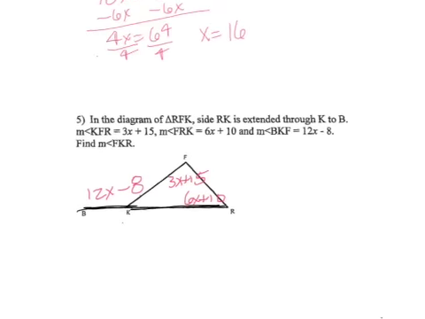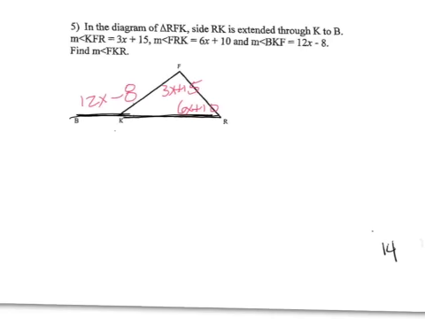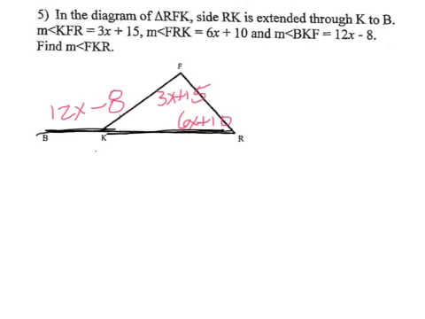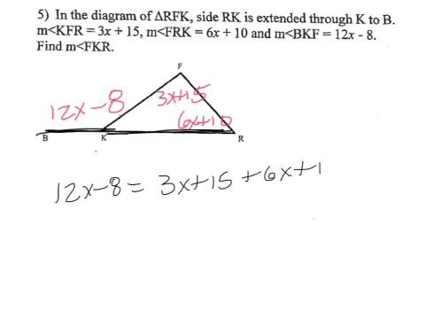Now keep in mind that with the exterior angle theorem, we can definitely write an equation based on this setup. So it's going to be the outside angle is equal to the sum of the remote interior angles. So 12x minus 8 equals 3x plus 15 plus 6x plus 10. Take a moment and solve that, please.